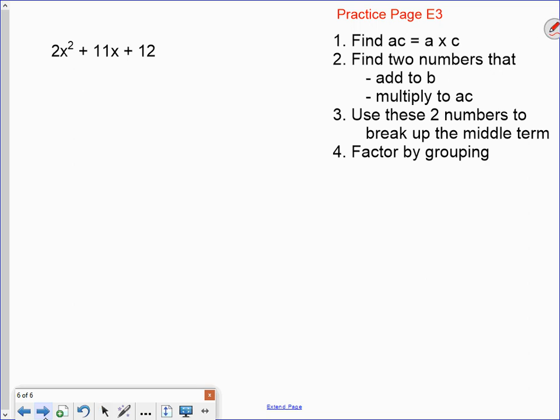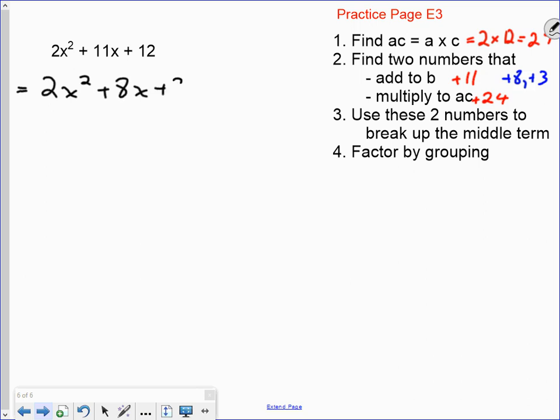All right, so a times c is going to be 2 times 12, which is 24. So we need two numbers that multiply to ac, so multiply to 24, and add up to positive 11. What are those two numbers going to be? They're going to be positive 8 and positive 3. So we're using them to replace that 11 there, so I'll use plus 8x plus 3x, and then we have our plus 12.